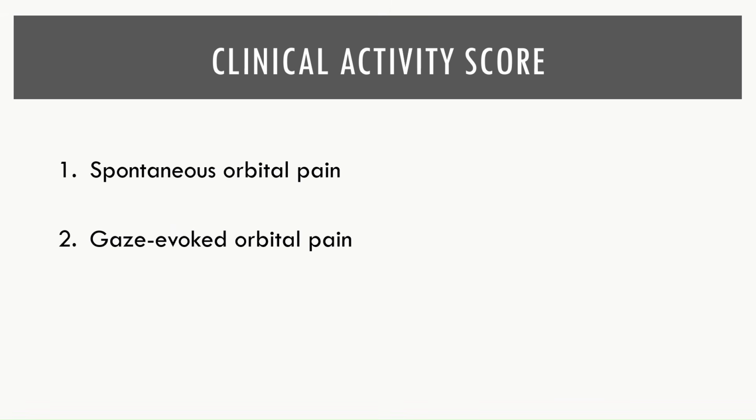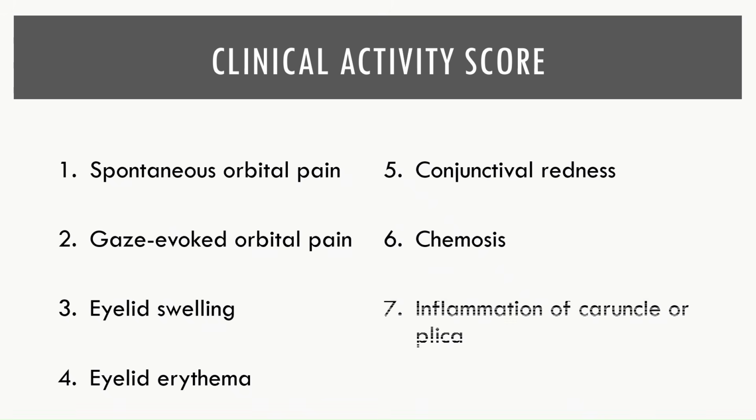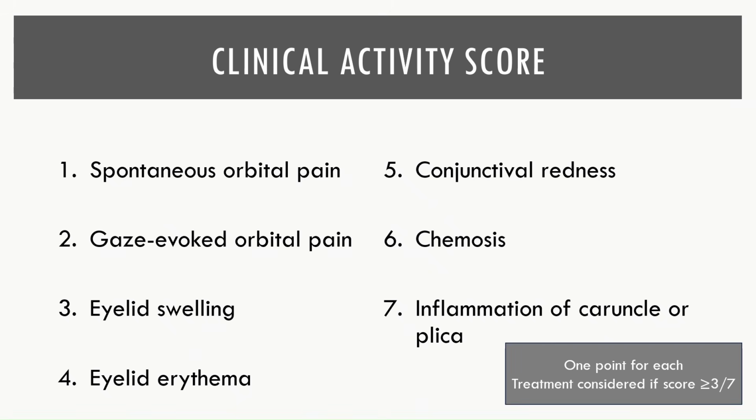The components of clinical activity score in the initial visit are spontaneous orbital pain, gaze-evoked orbital pain, eyelid swelling, eyelid erythema, conjunctival redness, chemosis, inflammation of caruncle or plica. 1 point is given for each feature, and treatment is considered if score is greater than or equal to 3 out of 7.